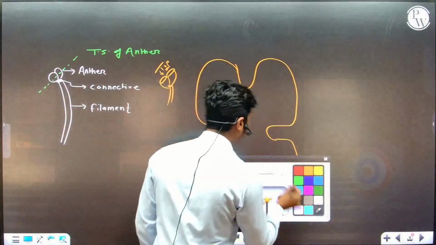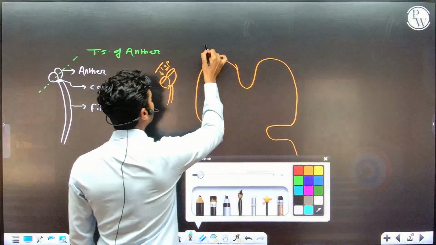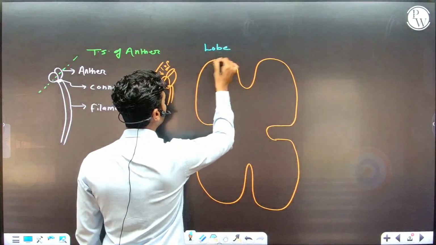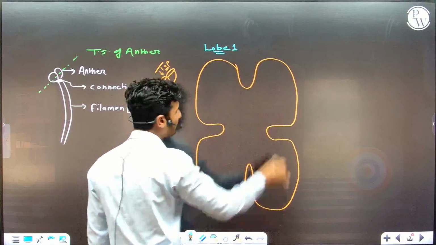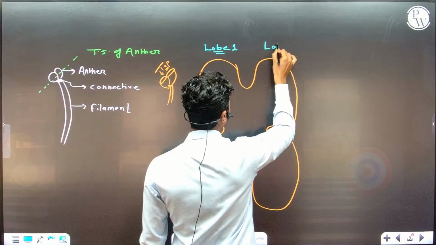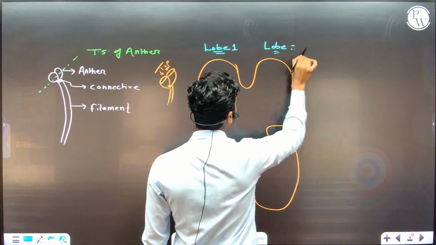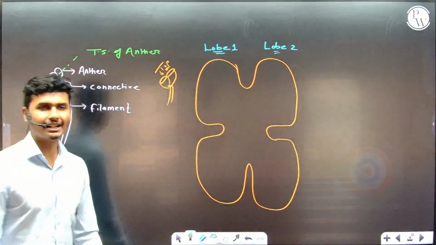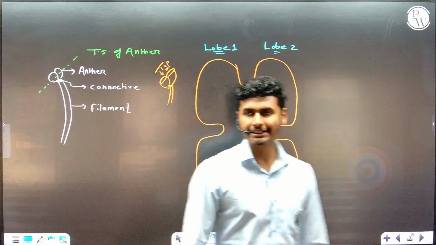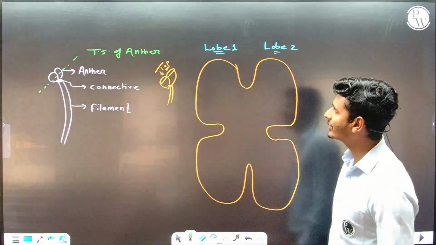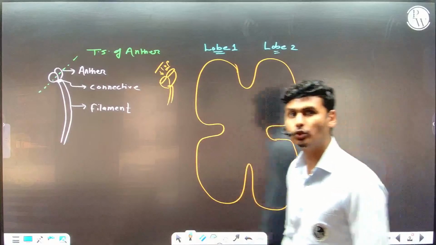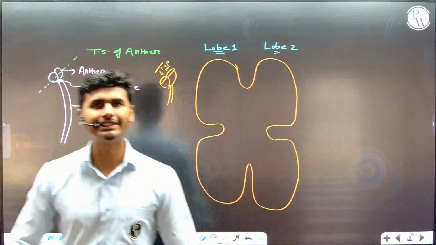Now this entire part is known as a lobe. For example, this is lobe 1, and this entire other part is lobe 2. So if a question is asked in the NEET examination that how many lobes are present in the TS of anther, then your answer will be 2 lobes. We are talking about the dithecous anther.